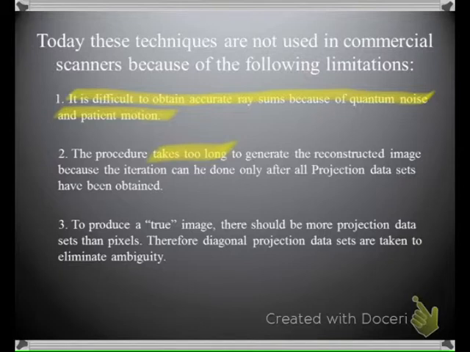And to produce a true image, there should be more projection data sets than pixels. Therefore, diagonal projection data sets are taken to eliminate ambiguity. We're not going to worry too much about this third bullet point, but definitely know points 1 and 2 as the reason why we don't actually use iterative methods any longer.